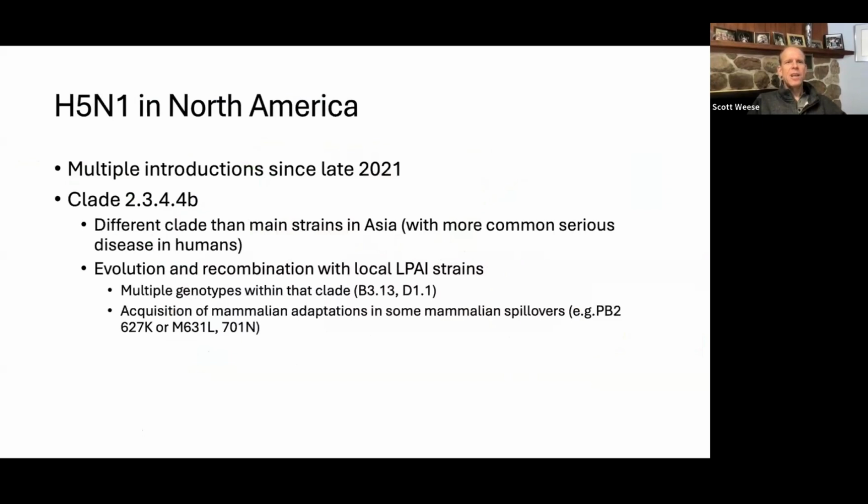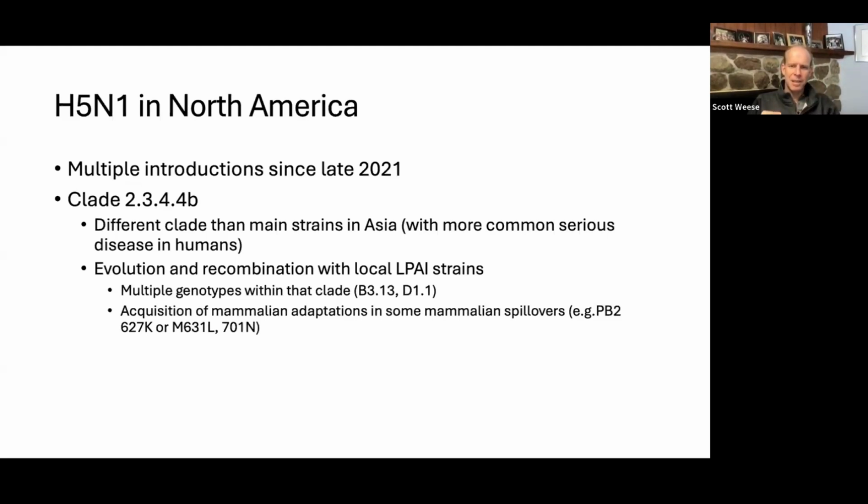Now to our situation. We started to see introductions of this in late 2021, probably. And this was one strain, and it doesn't really matter, 2344B. This is a strain that's different than the main strains in Asia. And when it got here, it's had multiple introductions of different related strains. There have also been some recombinations with our local flu strains that are circulating in birds. So we get a variety of different strains that are moving around. And these strains evolve over time. So we can look at them.